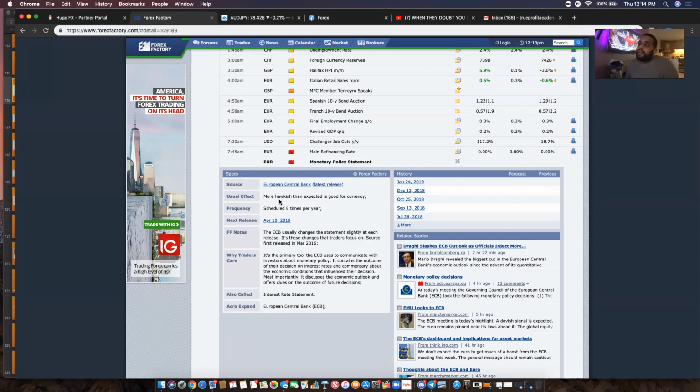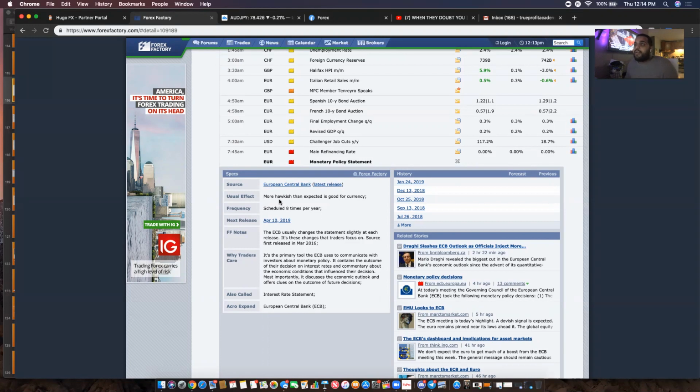So you can see here, the monetary policy statement is released by the European Central Bank. And why we care is because it's the primary tool the ECB, or European Central Bank, uses to communicate with investors about monetary policies. It contains the outcome of their decision on interest rates and commentary about the economic conditions that influence their decision. Most importantly, it discusses the economic outlook and offers clues on the outcome of future decisions.